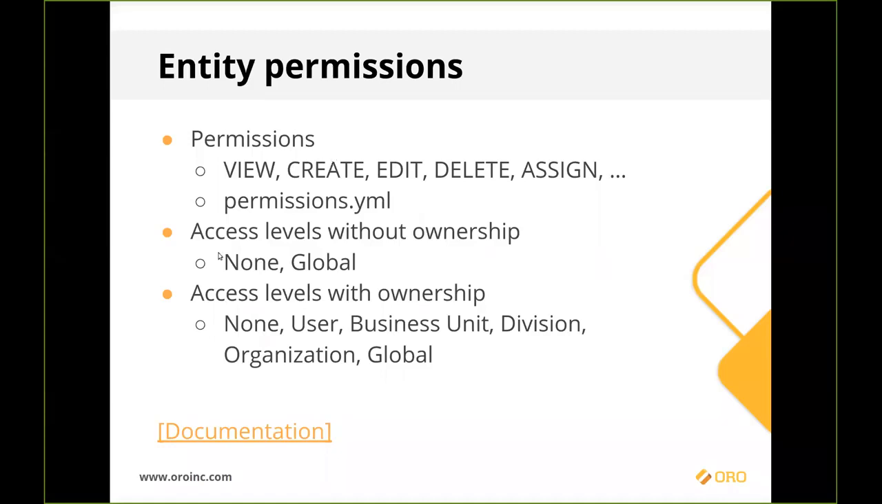Then, if we do not have ownership, so we do not have the information who created this entity, and this is really the use case for many entities, then I will only be able to set none or global access level, right? Because I will not be able to check the ownership. So either the given role has the access or it has not. And if there is ownership, depending on the ownership type, I will have none, user, business unit, division, organization, and global. And now let's talk about this division and organization. So division is a group of business units.